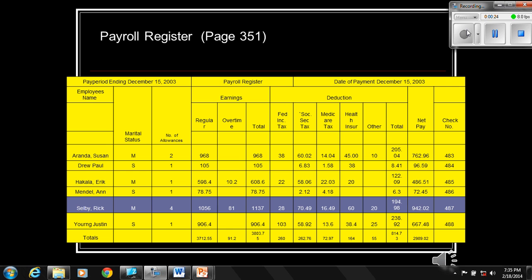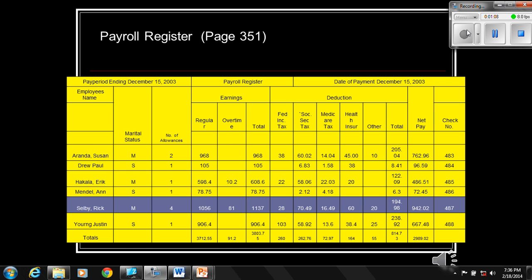The payroll register is simply a sheet of paper that records all of the information from the time card, plus all the deductions, and the check that we wrote out to them. If you take a look on the screen in front of you, we're on page 351 in your textbook. What we do is we take the employees, their marital status, the number of allowances they have, we go to their time card, record the regular time and overtime, and then the gross pay, and record all of the deductions, which is what we just did, and we'll do another one here in just a second. We take the gross pay minus the deductions, which gives us our net pay, and then we record what check number we wrote it on as well.